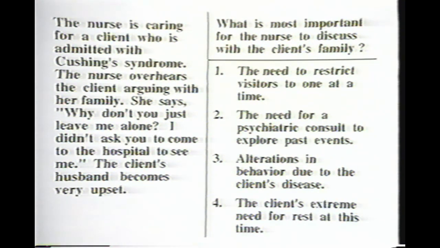Now, if we pick apart the question, we know the client has Cushing syndrome, and she's got very irritable behavior, which is really quite characteristic of Cushing syndrome. So the best answer for us is number 3, alterations in the behavior due to the client's disease. We want to let the family know this is the disease talking, not really their loved one. After she's been treated, then if she's still irritable, then it's their problem. But at this point, it becomes the disease talking problem.